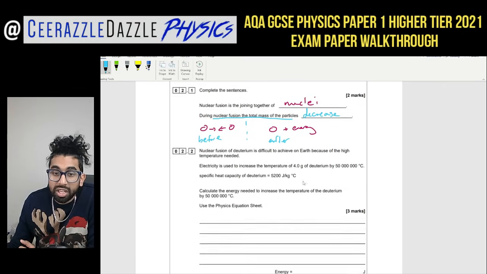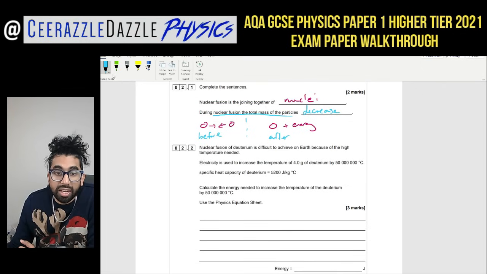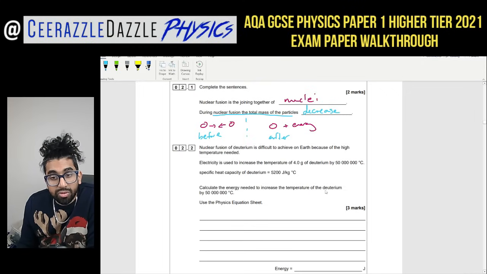Nuclear fusion of deuterium is difficult to achieve on Earth because of the high temperature needed. Electricity is used to increase the temperature of 4 grams of deuterium by 50 million degrees Celsius. The specific heat capacity of deuterium is 5,200 joules per kilogram degrees Celsius. Calculate the energy needed to increase the temperature of deuterium by 50 million degrees Celsius. Use the physics equation. So energy is equal to what? What are we going to do?